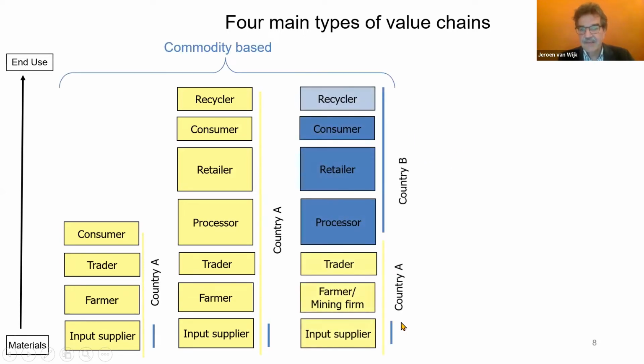This one here is exactly the same, but there are 2 countries involved, because the trader here is also an exporter and the processor imports materials from country A. So this is already a global value chain in our definition. But all these 3 chains are commodity based.